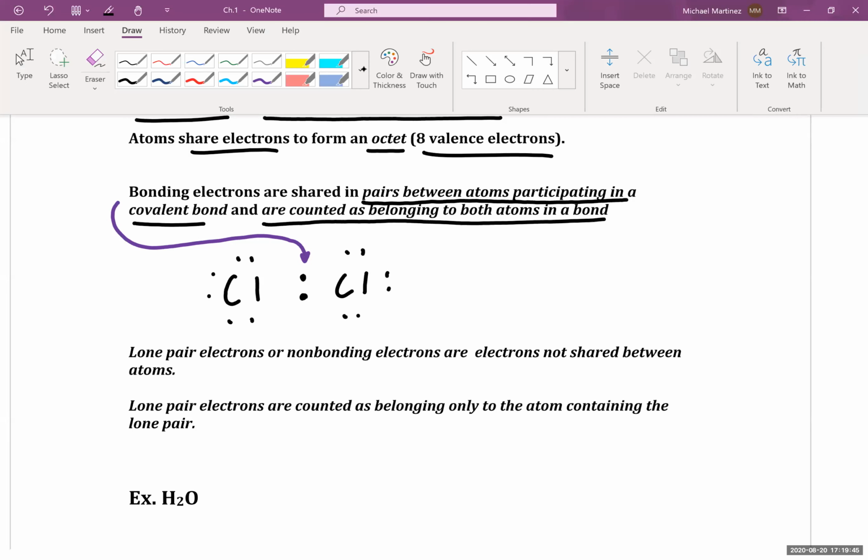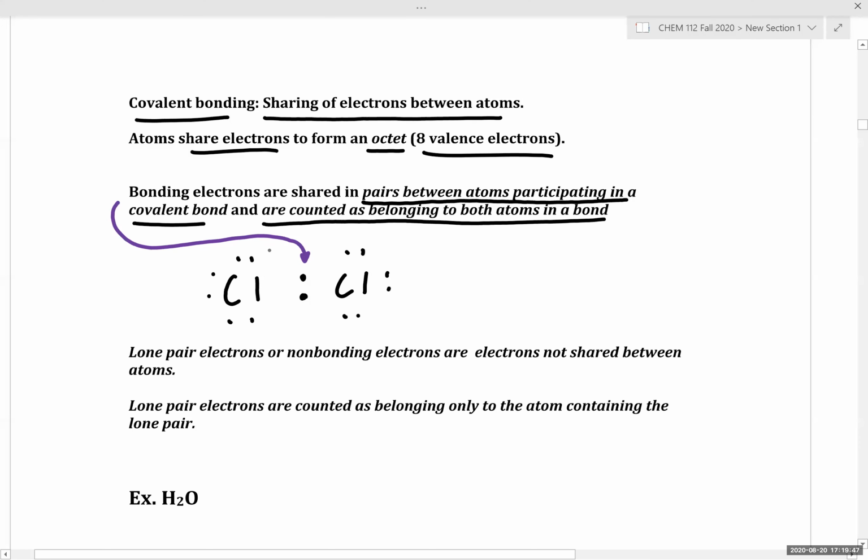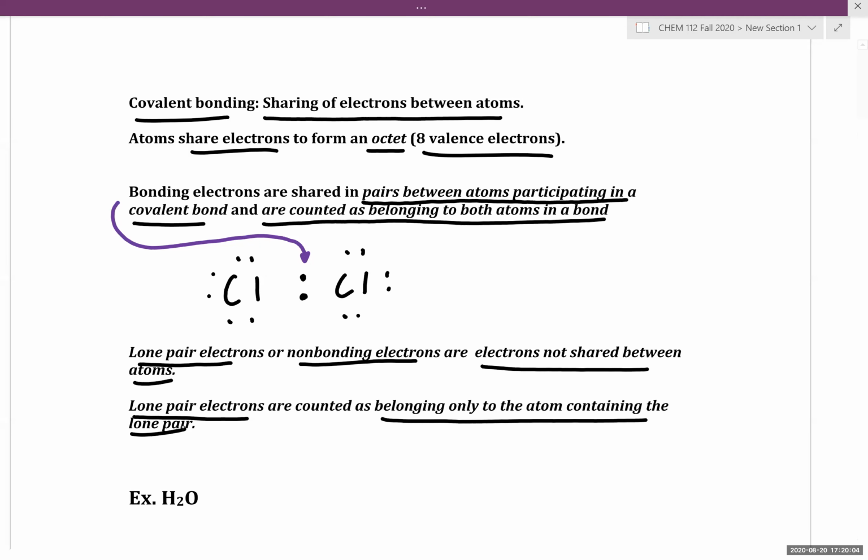And in terms of electron counting, we count our bonding electrons as belonging to both of our atoms, while lone pair electrons or non-bonding electrons are electrons that are not shared between atoms. These lone pair electrons are counted as belonging only to the atom containing the lone pair.